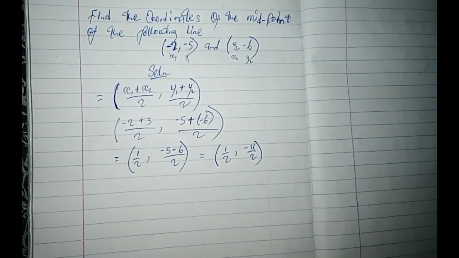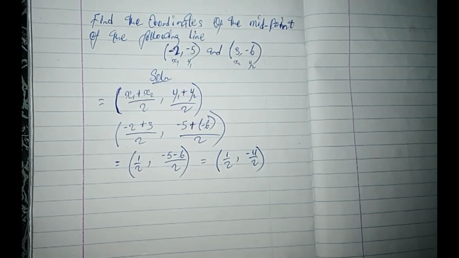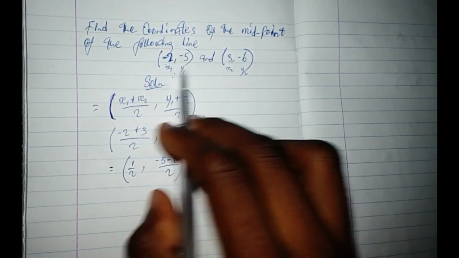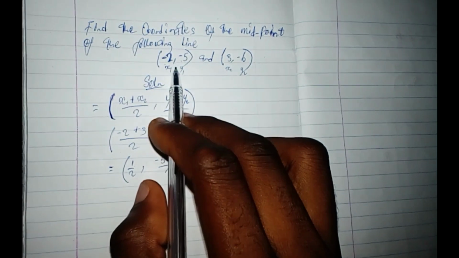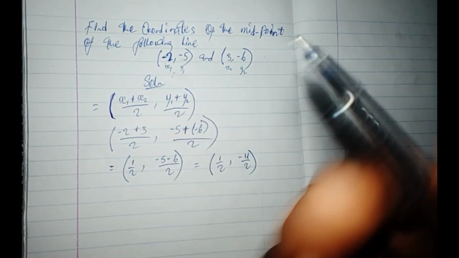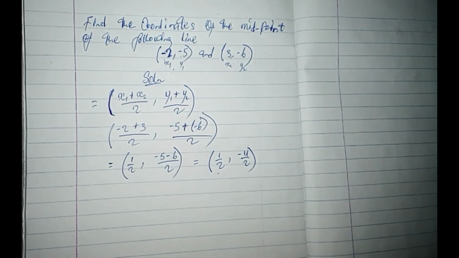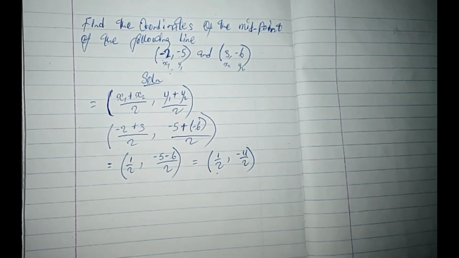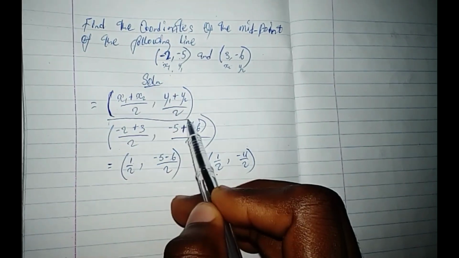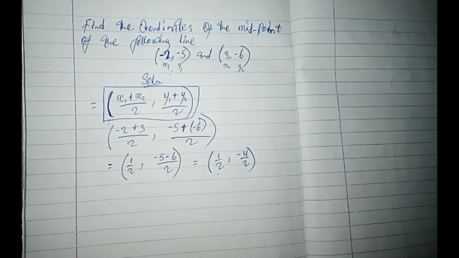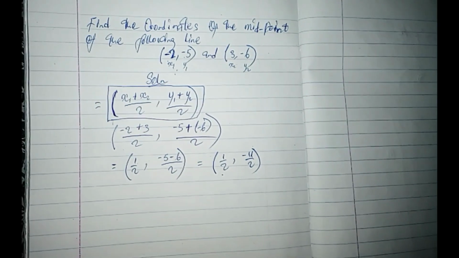So this is the coordinate of the midpoint of this line, the line that these 2 points make up. This is the midpoint of it. So whenever you are asked to find the midpoint of a line, you are just to use this formula. This is the formula to find the midpoint of any line. So going to the next question.